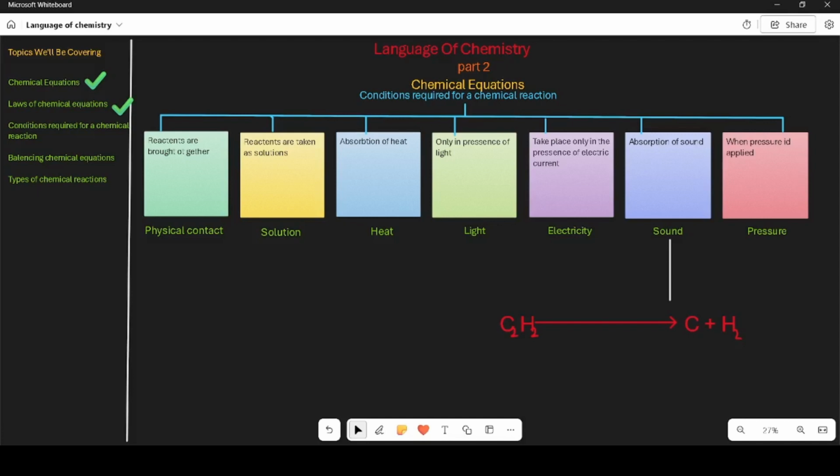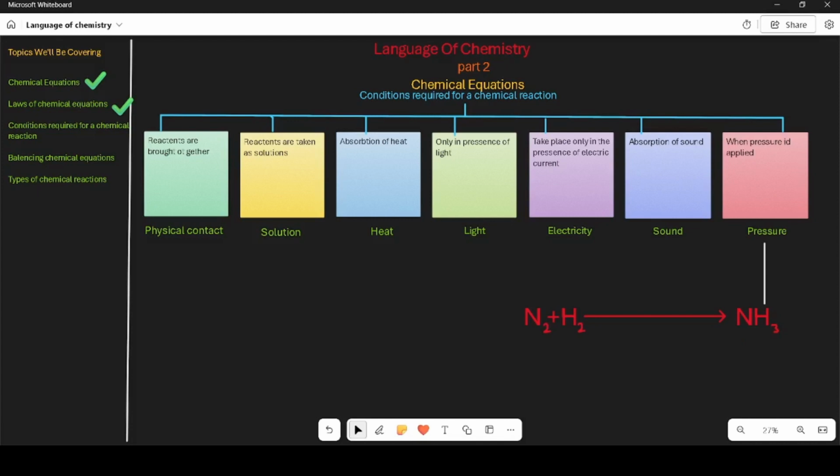Sound energy. Now, some reactions take place by the absorption of sound energy. For example, the decomposition of acetylene into carbon and hydrogen happens only through sound energy.